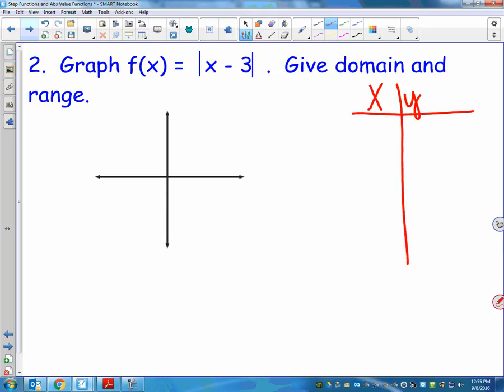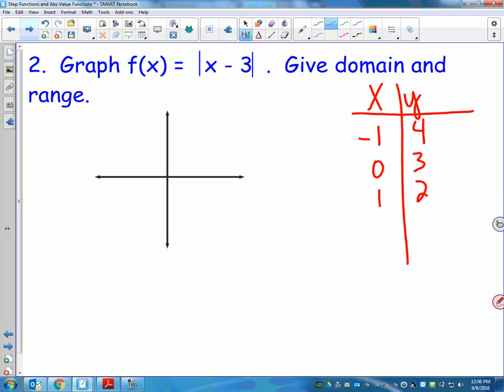Remember when we graphed linear functions last week, I told you what my favorite 3 numbers to pick were? -1, 0, and 1. Those are my favorite numbers when I'm graphing lines, because any 3 points will make a line. Absolute value functions can be a little misleading. So think about what happens if I pick these points. When I plug -1 in there, I get -1 minus 3, which is -4, but the absolute value is 4. If I plug 0 in there, 0 minus 3, absolute value is 3. 1 minus 3, -2, absolute value is 2.